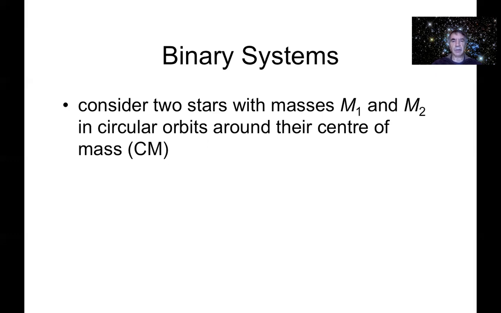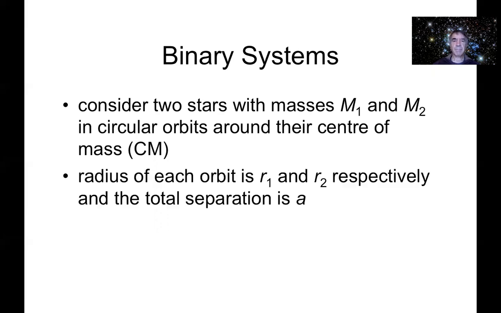Again, you need to get clear in your head what's going on. It's not that one star is stationary in space somehow and the other one is orbiting around it. Both of them are orbiting around the center of mass. We're going to take the radius of each orbit to be R1 and R2 respectively, and the total separation between the two stars is L.